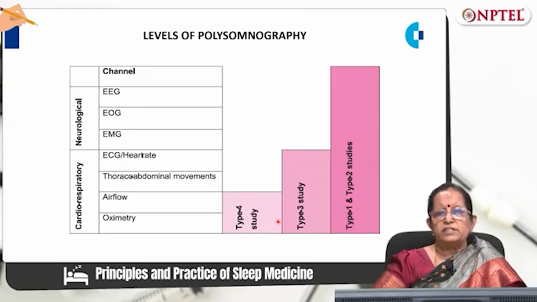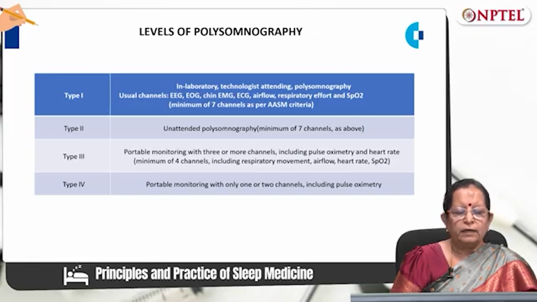So, what are the levels of polysomnography? We have 4 levels of polysomnography studies utilizing various channels to monitor neurological and cardiorespiratory parameters. Type 1 is in-laboratory technologist-attended polysomnography utilizing a minimum of 7 channels. Type 2 is a similar one, but it is unattended polysomnography. That also has to have a minimum of 7 channels and above.